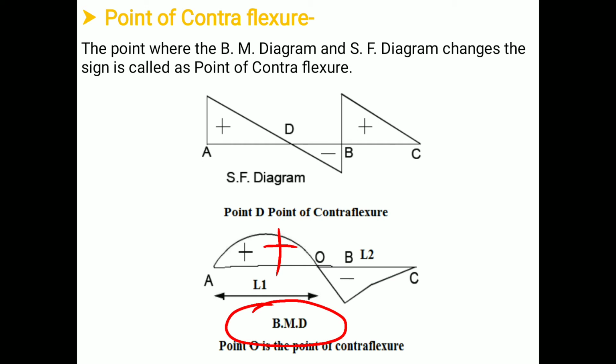In the shear force diagram also we have a zero value of shear force, therefore it is known as the point of contraflexure. So at the point of contraflexure, which is also known as the inflection point, the bending moment is zero, that is, it changes from positive to negative.